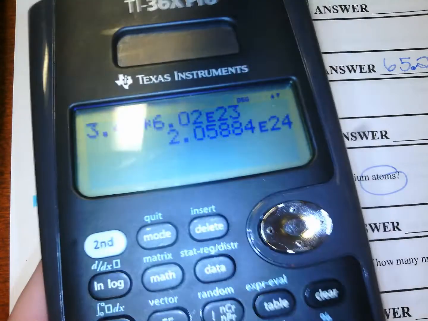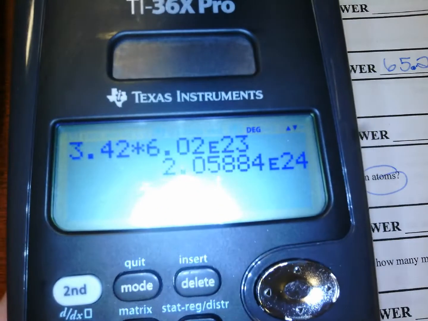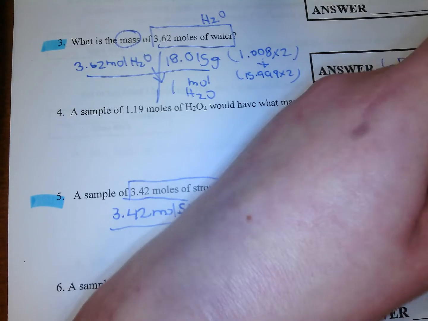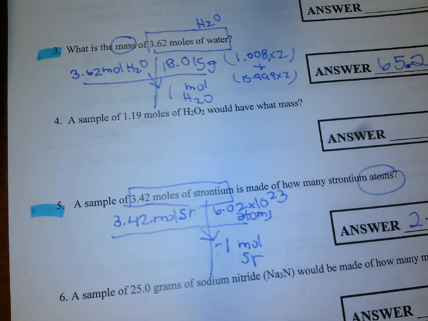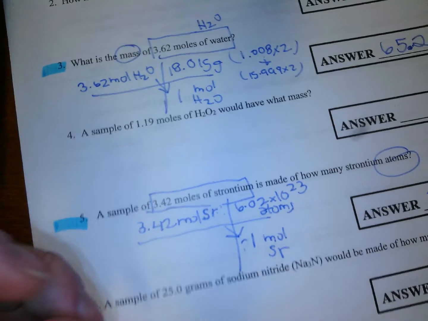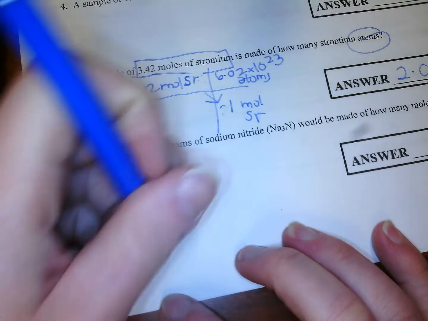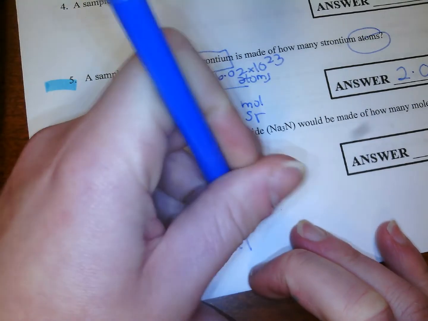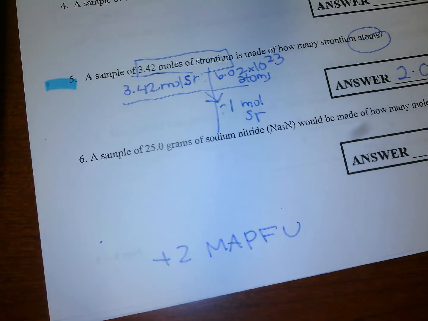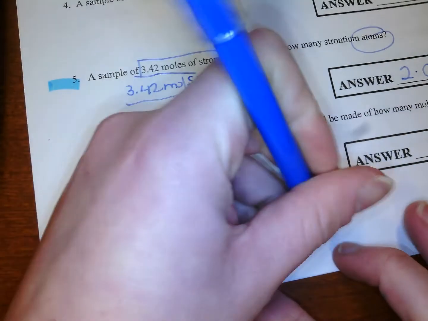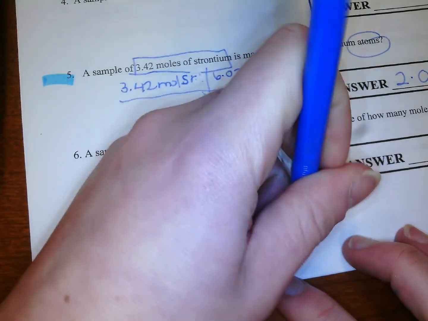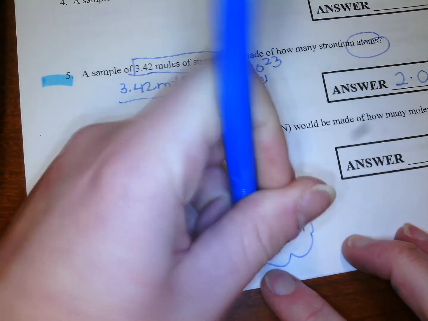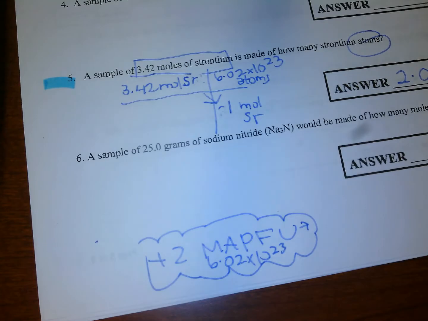Alright, so I'm going to take that out to 3 places. So I'm going to round this to 2.06 times 10 to the 24th. And we'll go ahead and put in another plus 2 for the word MAPFU, because anytime we see whether it's molecules, atoms, particles, or formula units, you want to be thinking about 6.02 times 10 to the 23rd. Okay, next page.